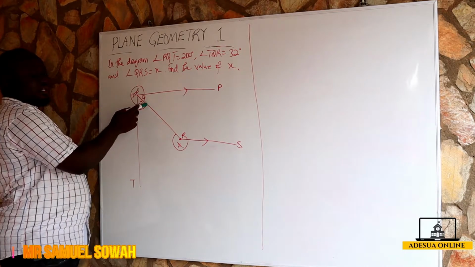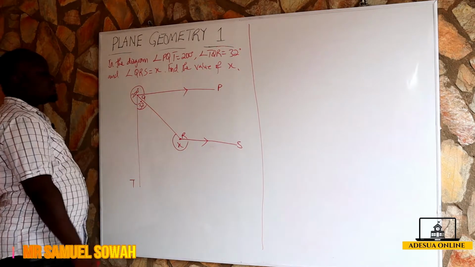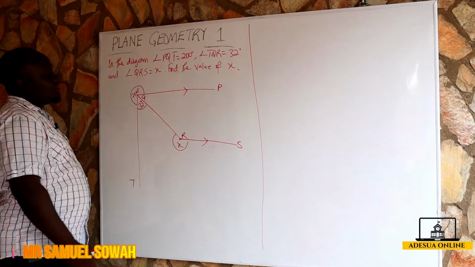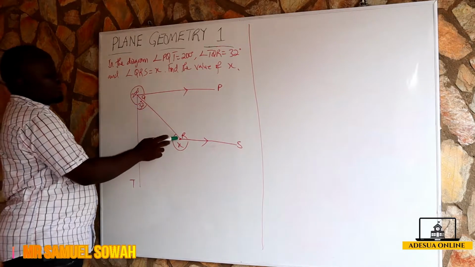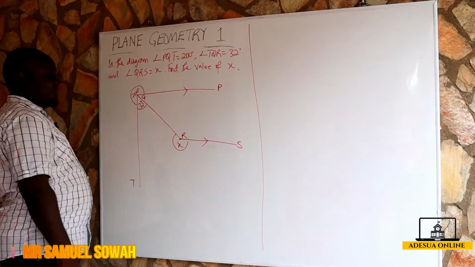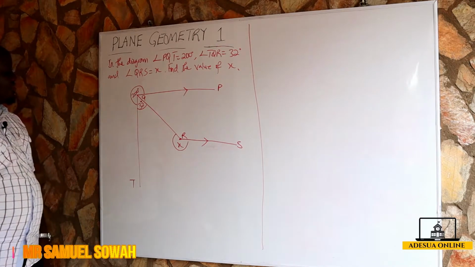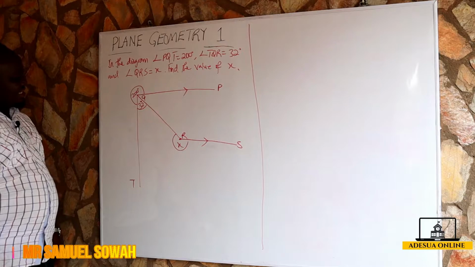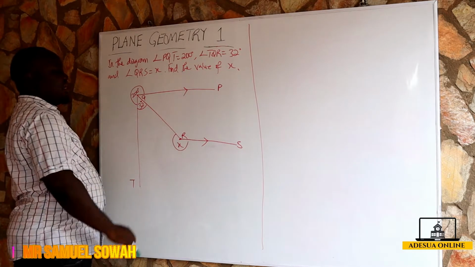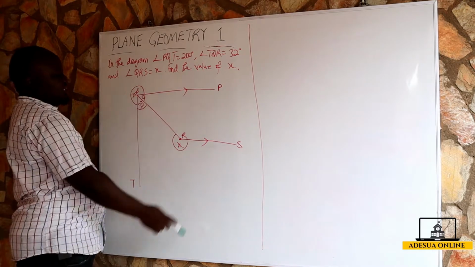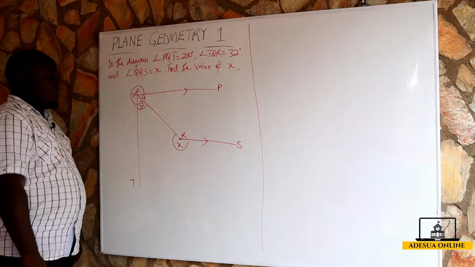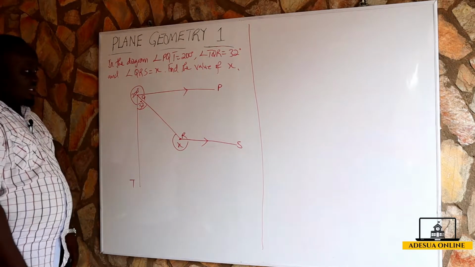So you realize that the point Q is this point. It's not the angle Q here. The point Q is for this point. And then angle QRS, which is this exterior angle here, is equal to X. Find the value of X. So in this question, we could see that this line is parallel to this line. The line QP is parallel to the line RS. So let's try and solve this question.